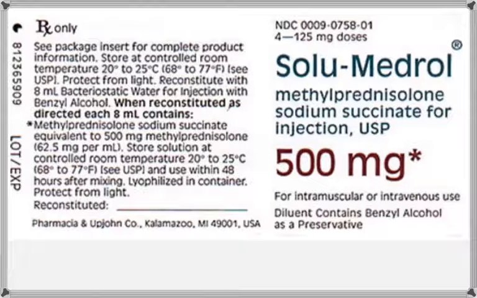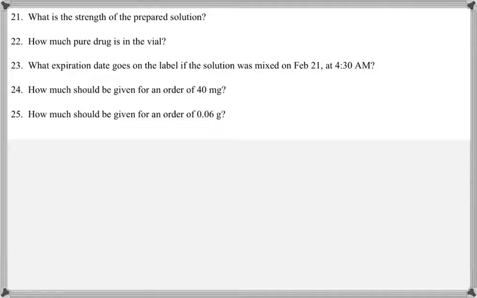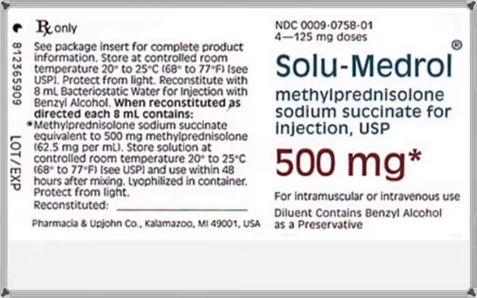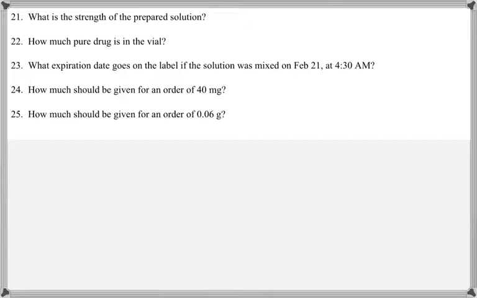For questions 21 through 25, we're going to be using this label. Question 21 wants to know, what is the strength of the prepared solution? So I'm looking for the word per or slash or contains. And if we look right here, we see that it's 62.5 mg per ml. So 62.5 mg per ml.